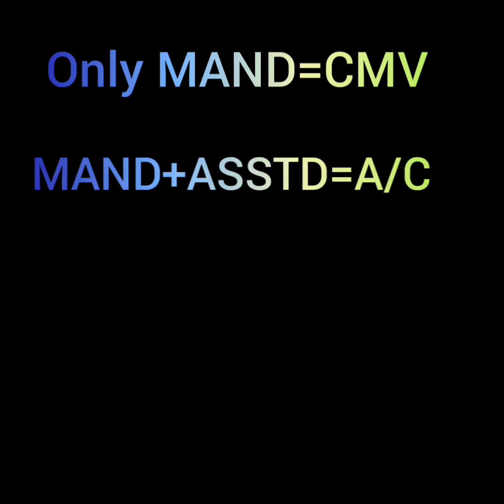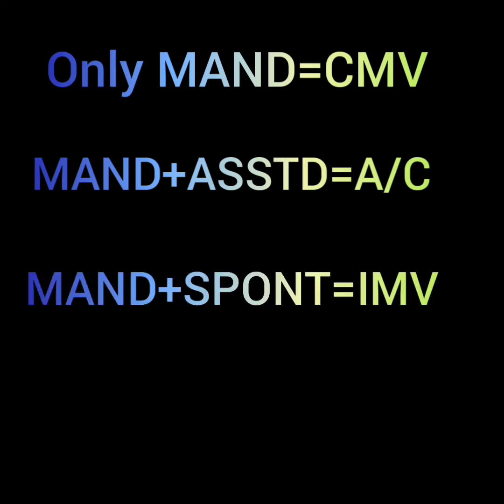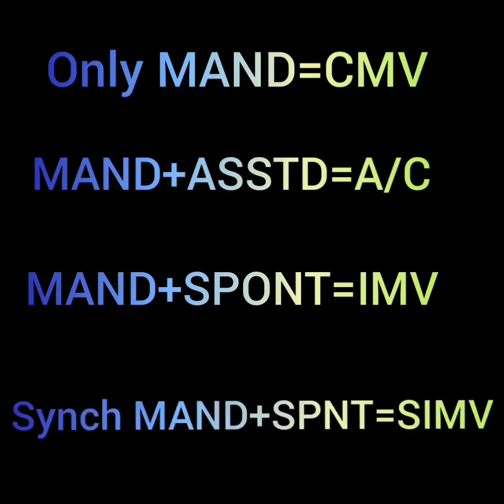If mandatory breaths are seen together with assisted breaths, it is called A by C mode, assist control mode. If mandatory breaths are seen together with spontaneous breaths, it is called intermittent mandatory ventilation, IMV. If synchronized mandatory breaths are seen together with spontaneous breaths, it is called SIMV, synchronized intermittent mandatory ventilation.